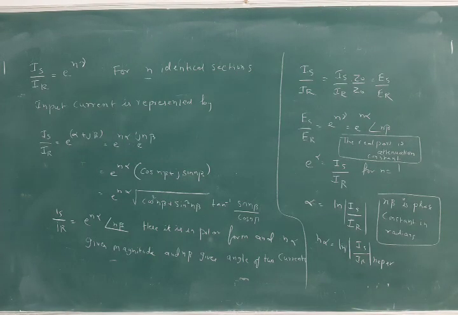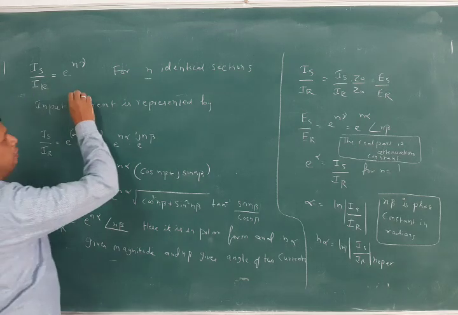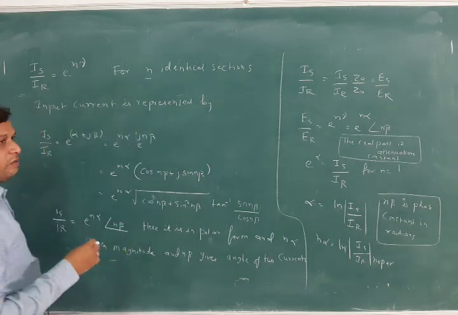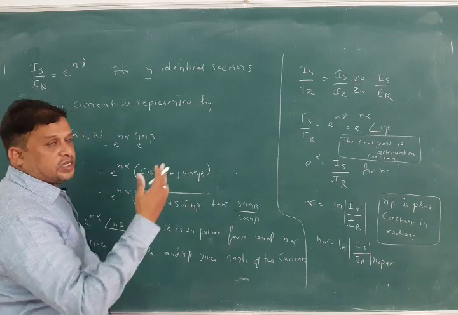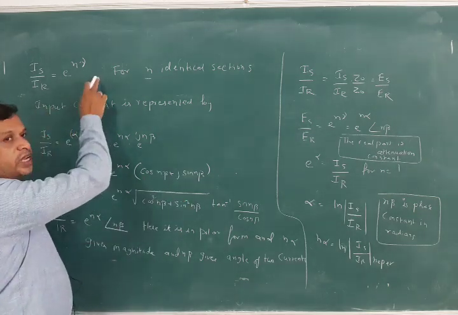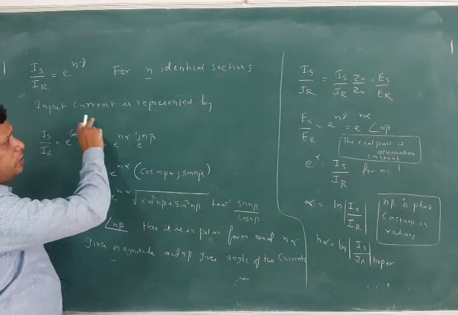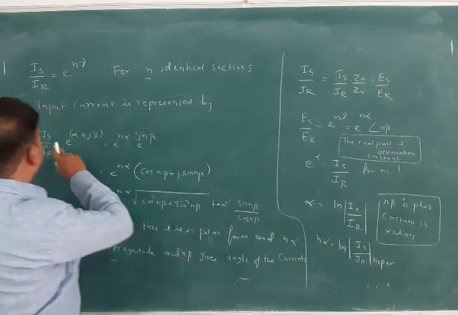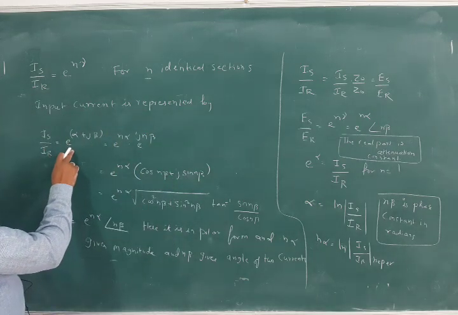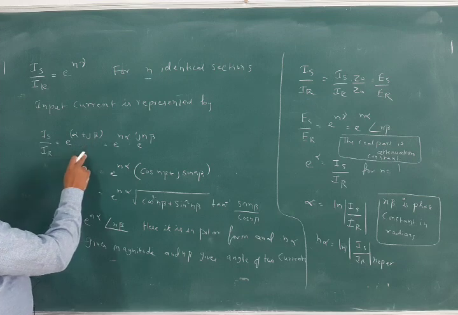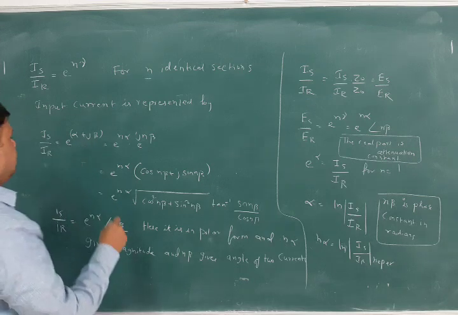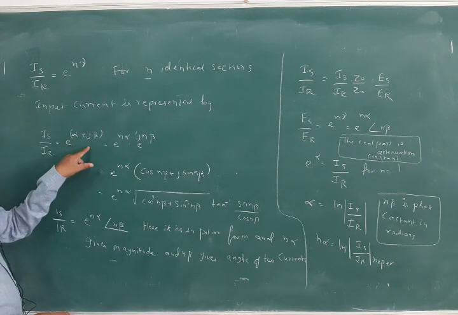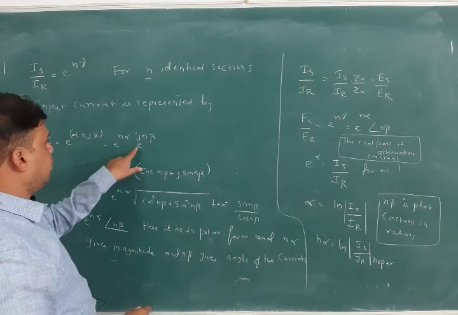So we can write here Is by Ir is equals to e power n gamma for identical sections. Like we are having cascade connections, identical sections, we can write e power n gamma for n identical sections. Later, input current is represented by Is by Ir is equals to e power alpha plus j beta. That is equals to, if you see that this ratio is given e power alpha plus j beta, that is equals to e power n alpha into e power j n beta.